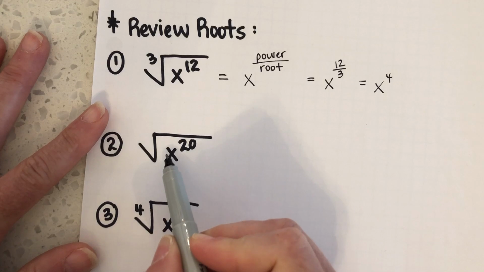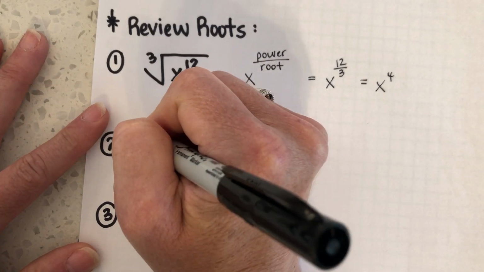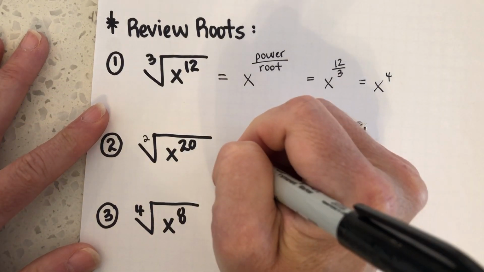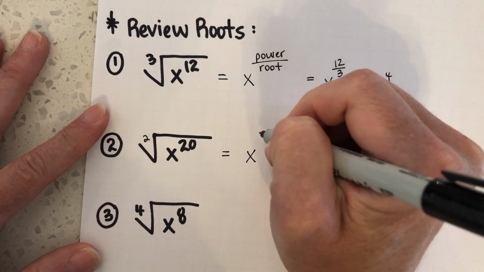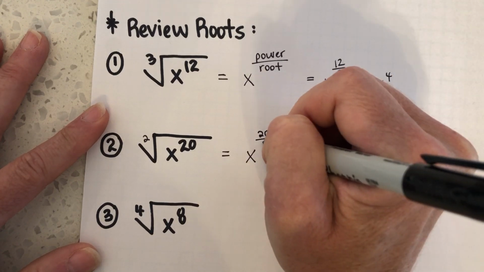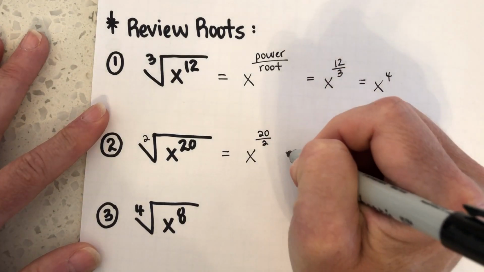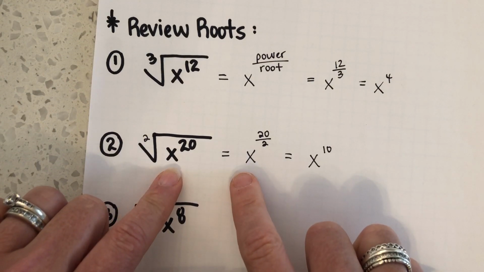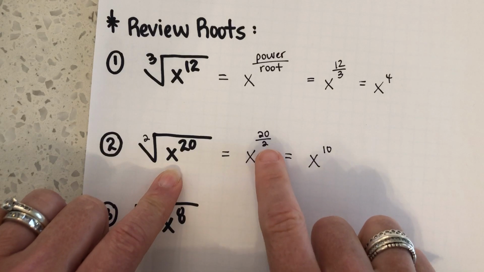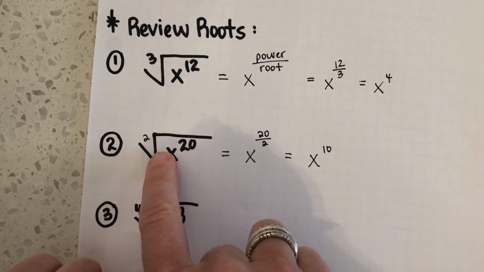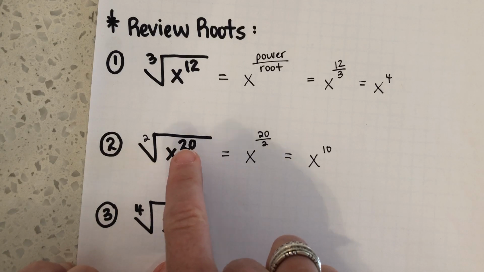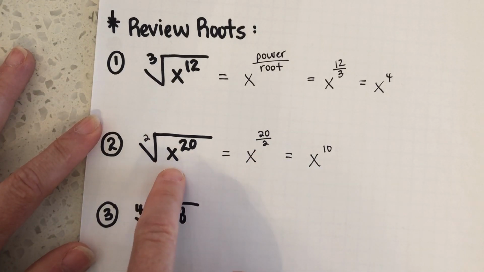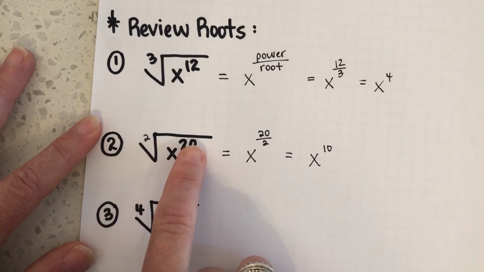Look here, if I asked you, what is the square root of x to the 20th? Well, the shortcut was to rewrite this as x to the 20 power divided by the root 2, and it became x to the 10th. But guys, these are equivalent statements. So when you have x to a fractional exponent, it can be turned into a root and a power. So that's exactly how we're going to deal with fractional exponents. We're going to turn them back into radicals that have a root and a power.